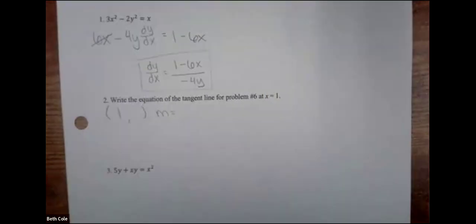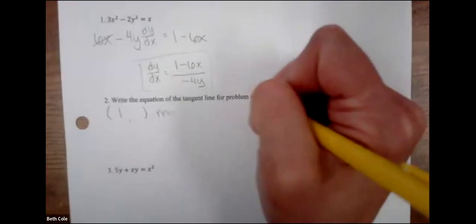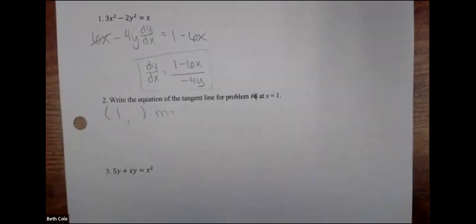Oh, and it says for number 6. So I have a bad habit of redoing my notes and then forgetting to renumber things. I meant number 1. I'm really sorry. That won't be the last time that happens. I have a bad habit of doing that and forgetting to renumber my problems. So I apologize. That's my bad.